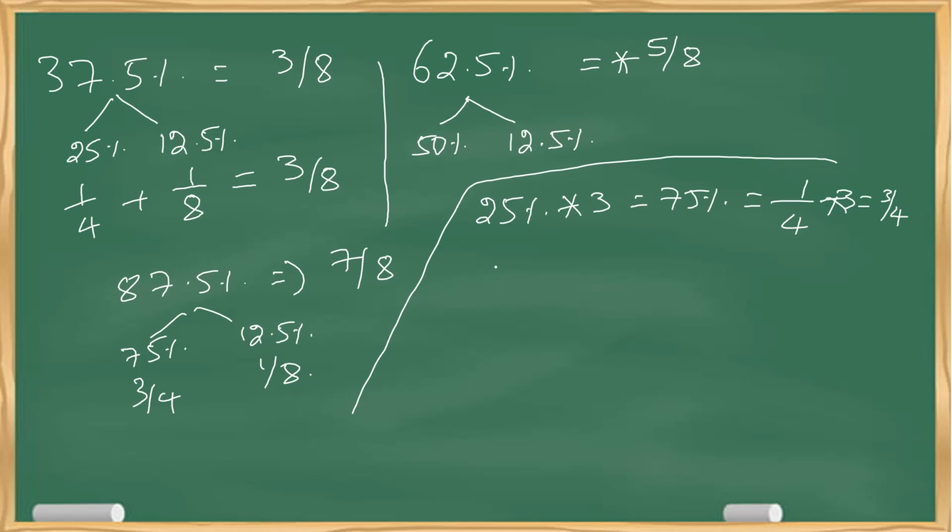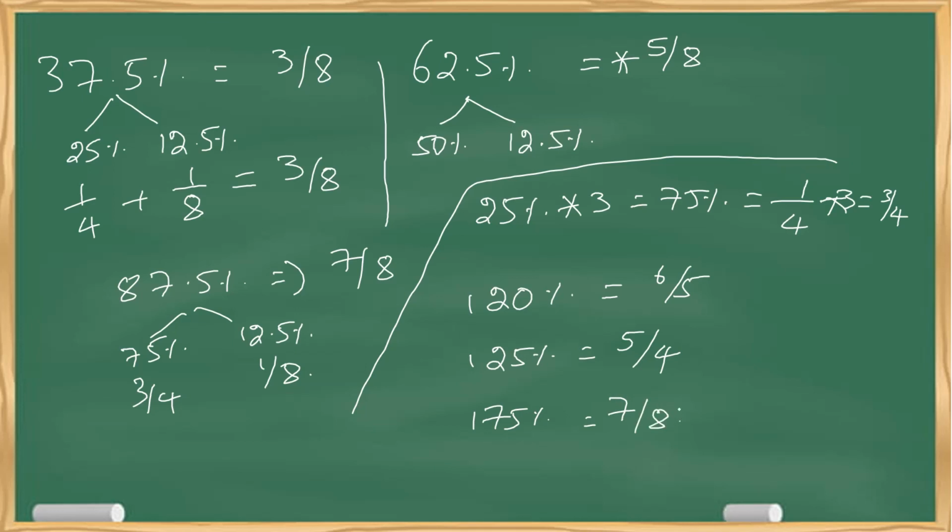Now there are certain numbers which you are supposed to remember. 120 percentage is equal to, how to remember this? 6 by 5. And 125 percentage, how to remember this? 5 by 4. 175 percentage. Again, you might be getting a doubt. So 7 by 8. So these are the things you need to always remember.